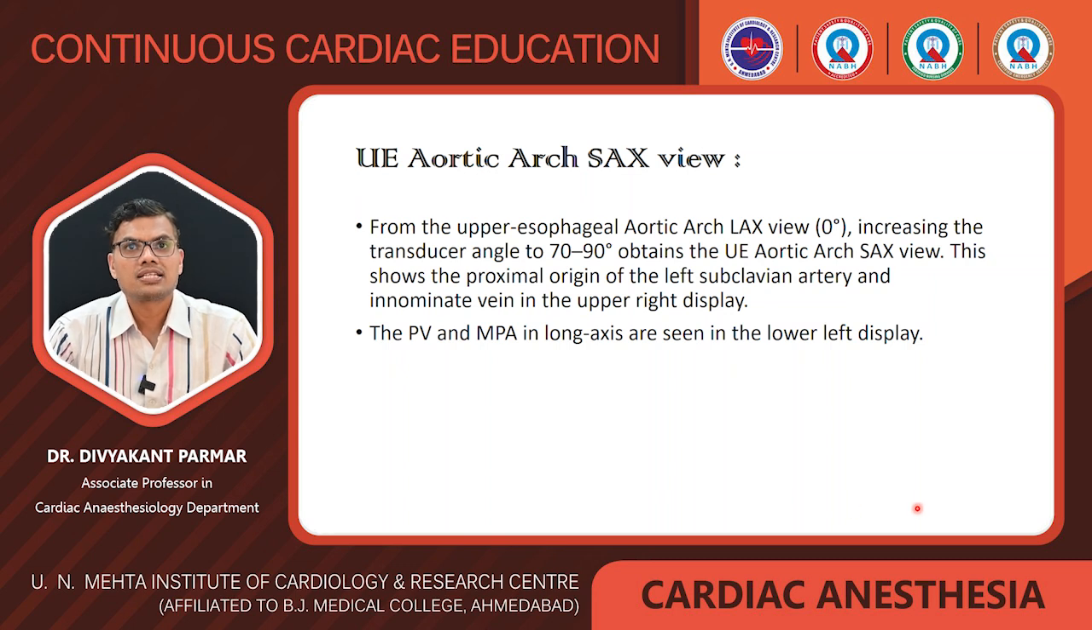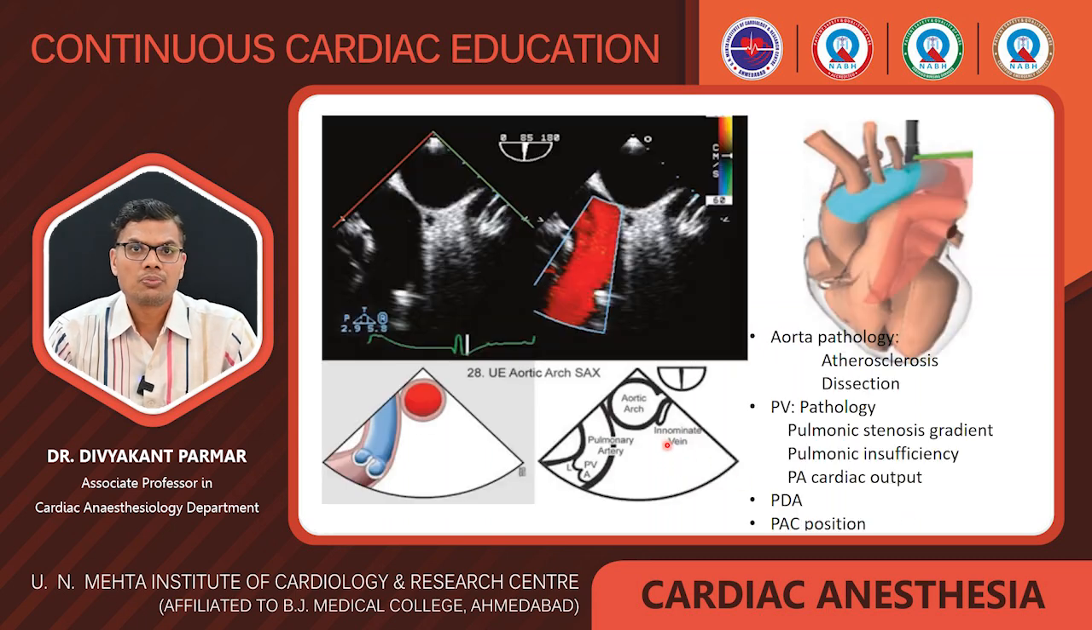Upper esophageal aortic arch short axis view. From the upper esophageal aortic arch long axis view, we have to increase the transducer angle up to 70 to 90 degrees, and this will show the innominate vein and the left subclavian artery origin also. So this is the aortic arch in a short axis, and this is the pulmonary artery as a longitudinal structure. So we can also assess the gradient across the pulmonary valve in this view, and we can also confirm the position of the IABP in this position.